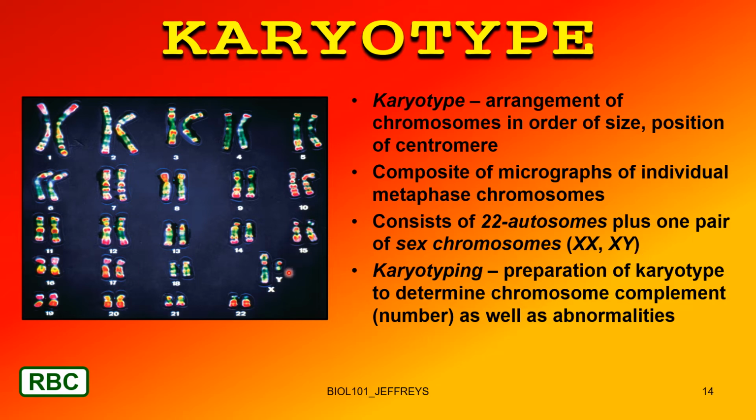And you can see from this karyotype we have an X and the Y is little tiny. But you have an X and a Y, which tells you that this karyotype comes from a male. All right, and you can use a karyotype to determine chromosome complement or number, as well as any abnormalities.